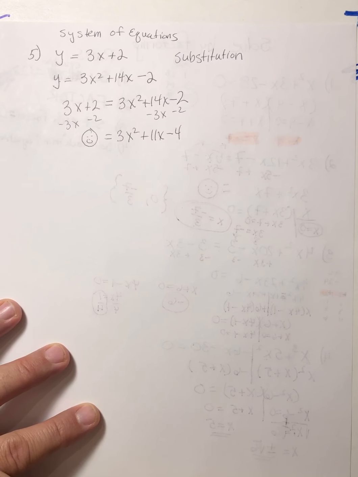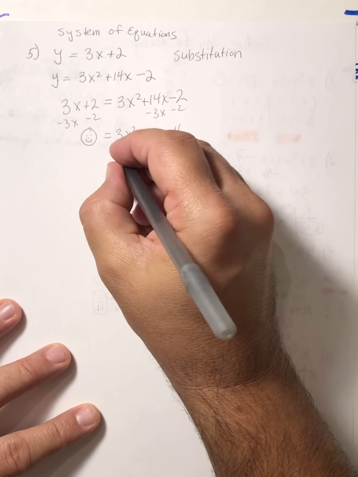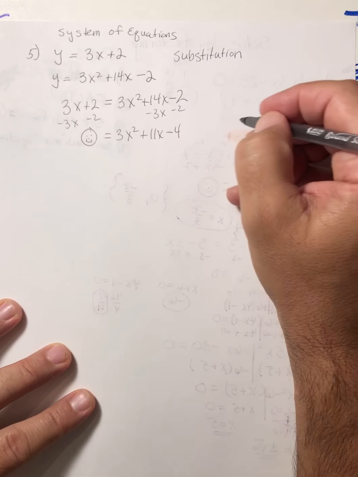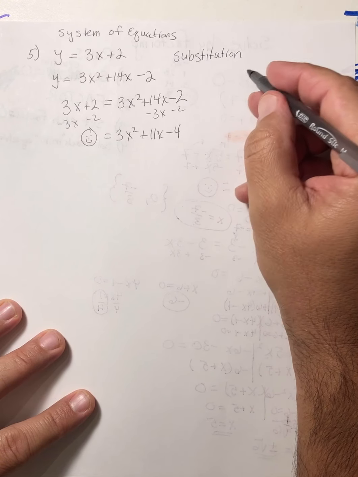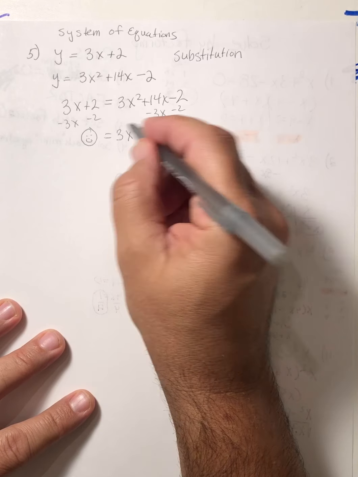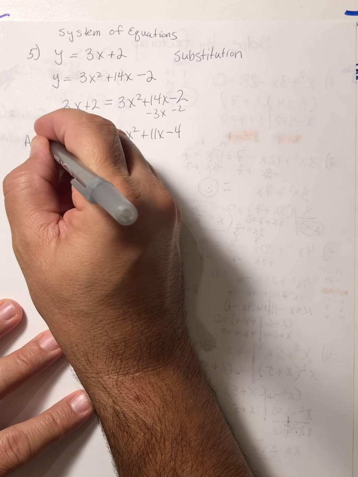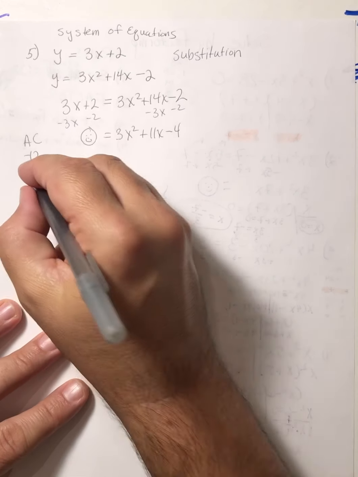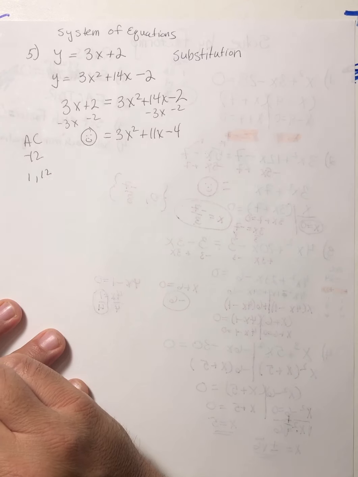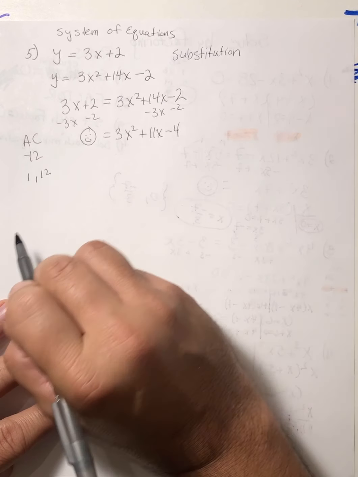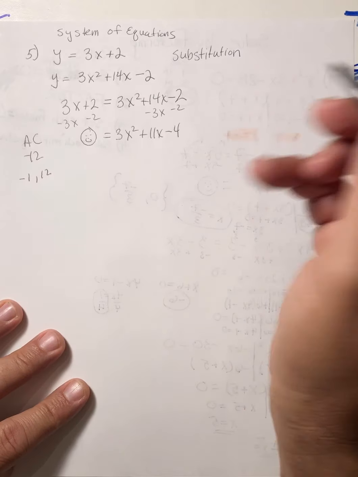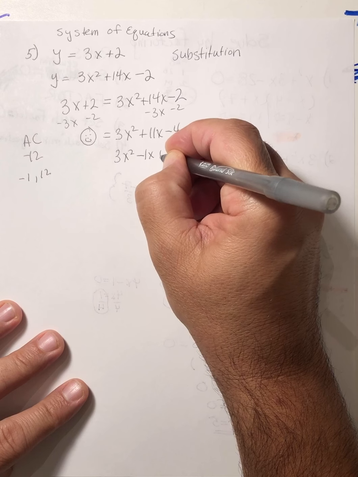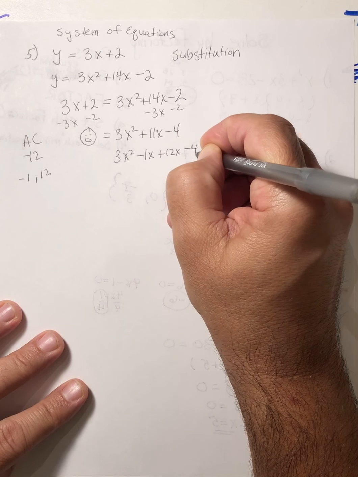Now I just have to factor that. Okay? So, we gotta do our AC. So a times c, 3 times negative 4. Negative 12. What are your factors of negative 12? We'll do 1 and a 12. That's right, I'm going to stop right there. What's the sign? Right, 1 is negative. So I have 3x squared minus 1x plus 12x minus 4.